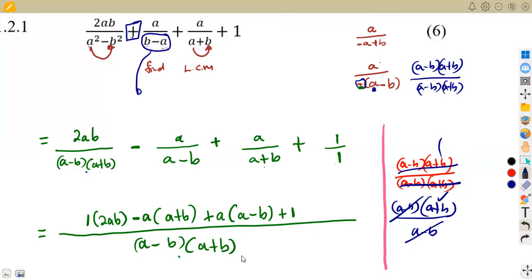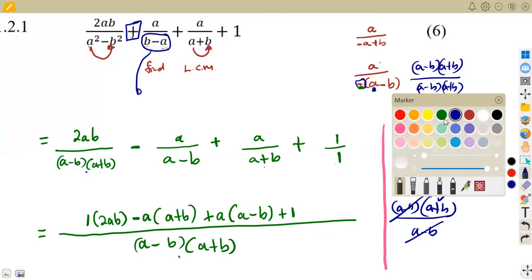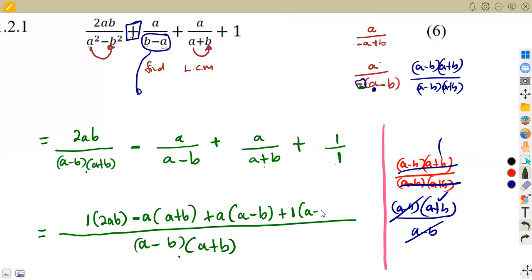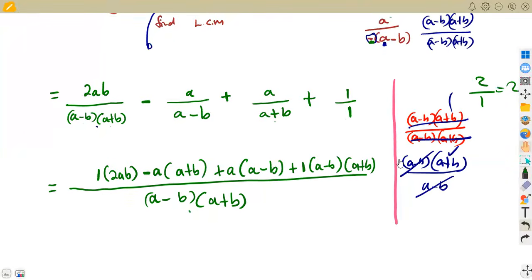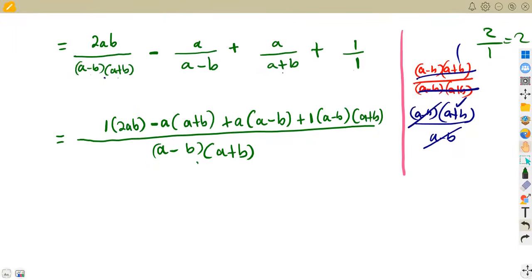So if we divide our LCM here by 1, what are we going to obtain? It's just going to remain as it is, a minus b into a plus b. It's like dividing 2 by 1, it just remains as 2. So this divided by 1 remains as it is also. So this is where we are now. What do you think we're going to do now at this stage? We have to simplify everything.